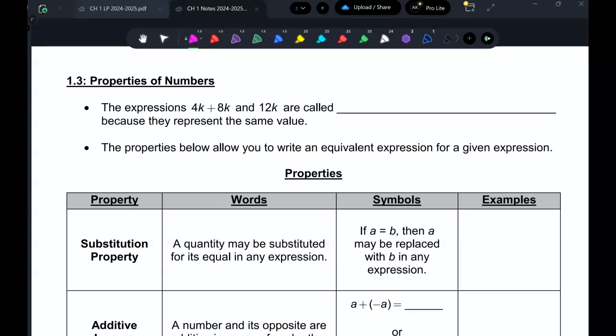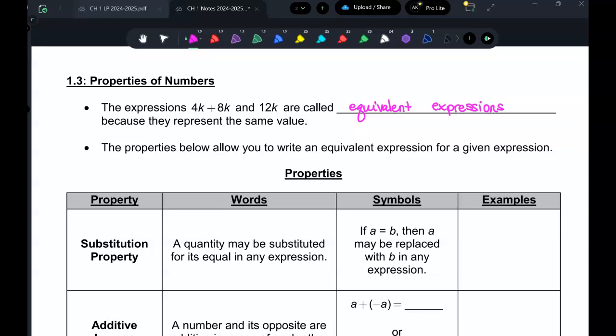Okay, so looking at the first sentence, the expressions 4K plus 8K and 12K. Well, what happens if I combine those? They're like terms. Yeah. They're also called equivalent expressions. So equivalent expressions. Why are they equivalent? What's equivalent mean? They're equal to each other.